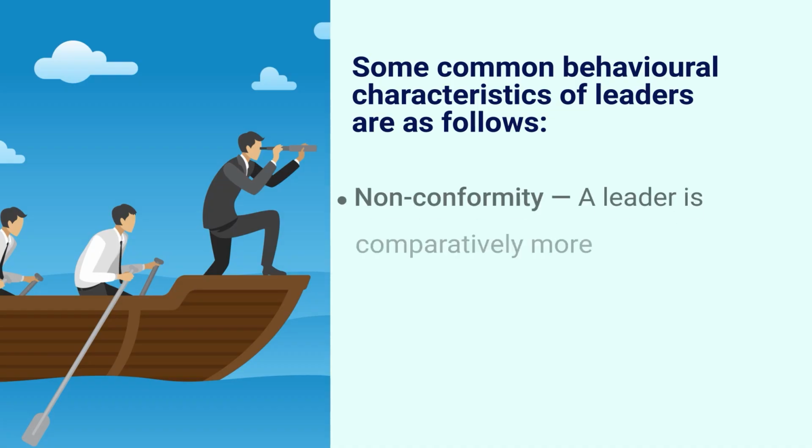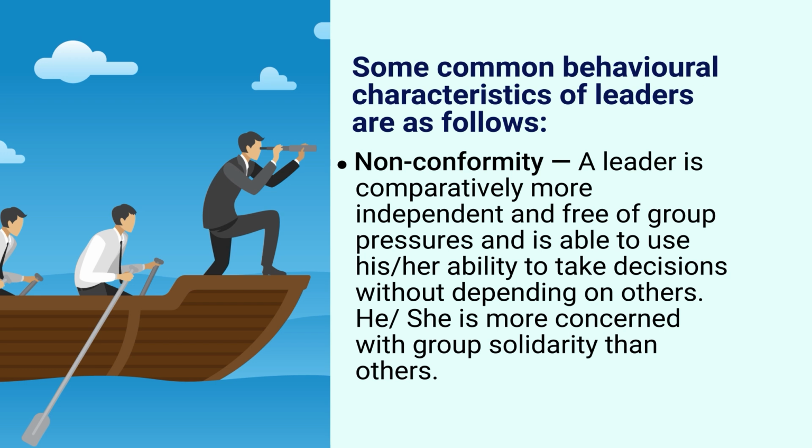Third, a leader always shows the feature of adjustment. This is directly related to intelligence, dear learners. It is a common observation that those who are more intelligent find it easier to adjust to a situation coming up in their environment. So it is always seen that a leader is more capable than others in adjusting with the group which he or she is leading. Fourth characteristic or attribute is called non-conformity.